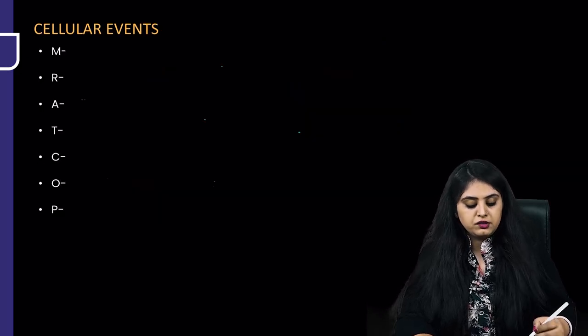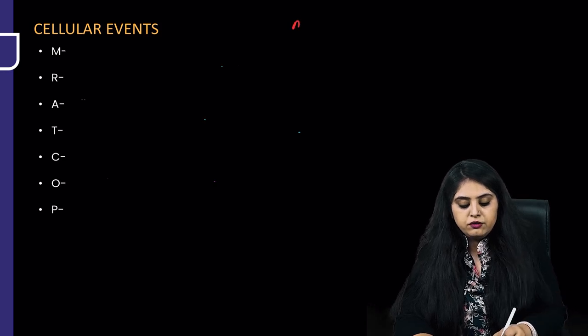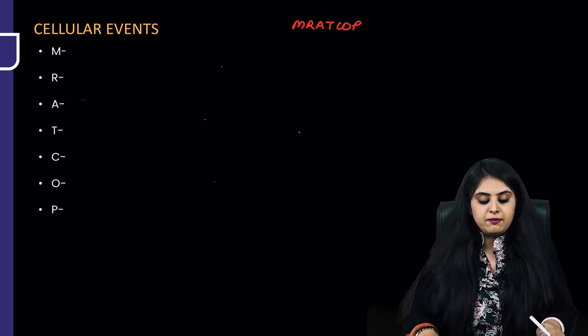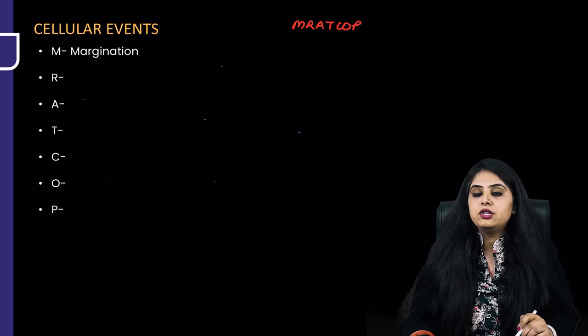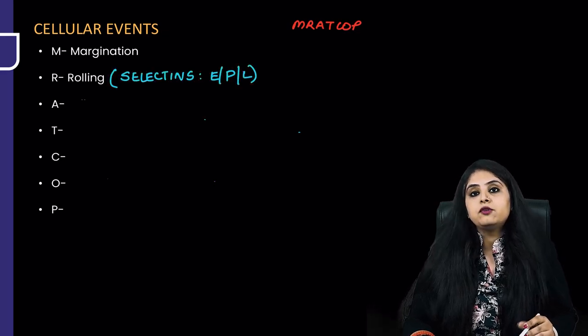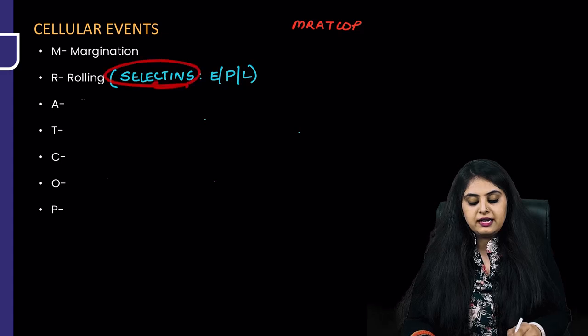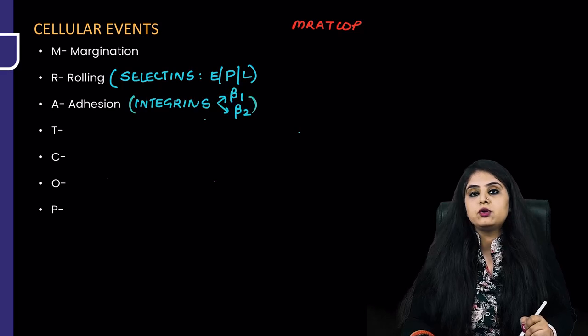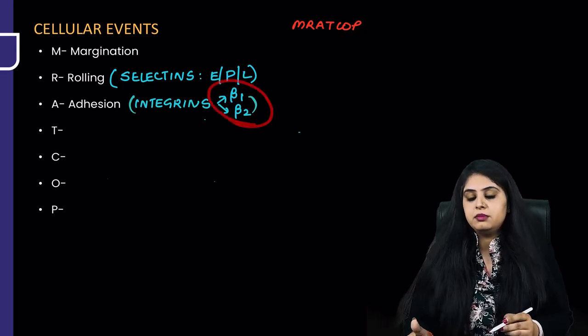So if I come down to the summary, I had a mnemonic that I had to finish off, that was MRAT-COP, and you have done that. Number one, you have studied M for what? It was M for margination. Second one was what? R for rolling. For rolling, ma'am, you required selectins, that was English Premier League, EPL. Next is adhesion. For adhesion, you required integrins. Integrins were beta 1, beta 2.